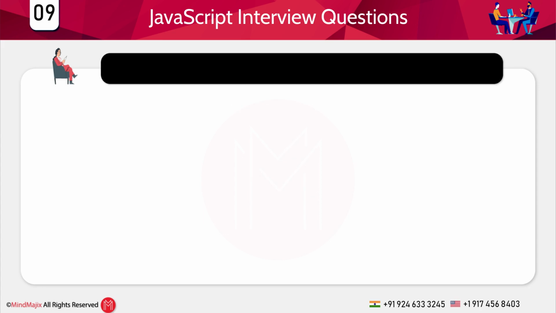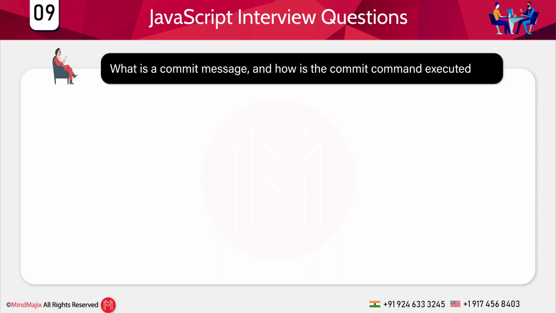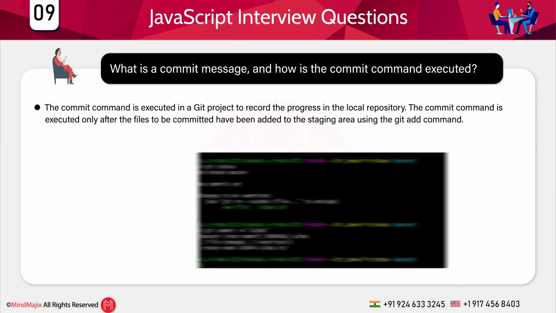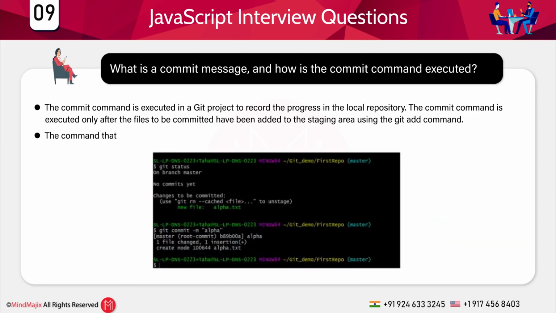Next question, what is a commit message and how is the commit command executed? The commit command is executed in a Git project to record the progress in the local repository. The commit command is executed only after the files to be committed have been added to the staging area using the git add command. The command that makes it possible to write the commit message is git commit -m "initial commit".